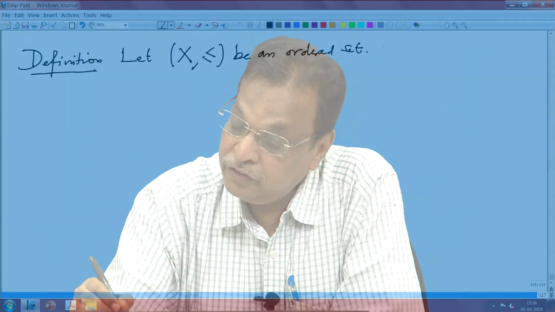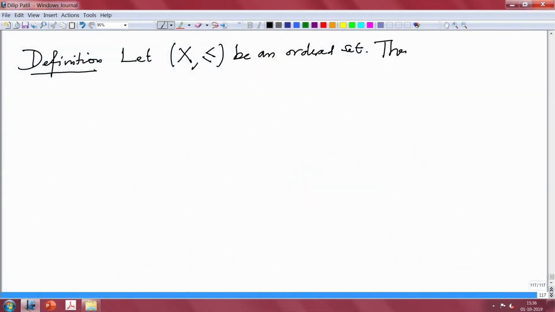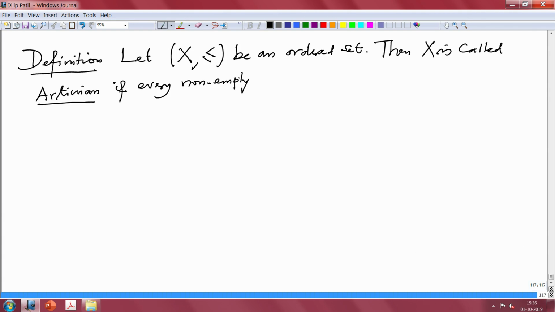All right. So, then X is called Artinian if every non-empty subset Y of X has a minimal element.